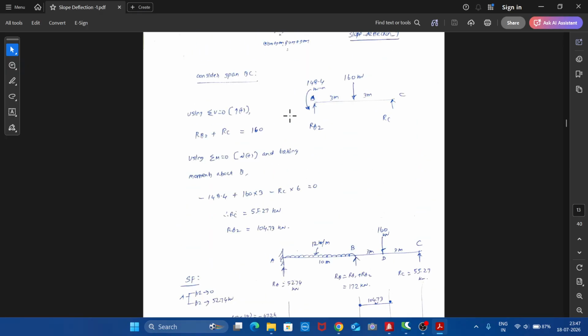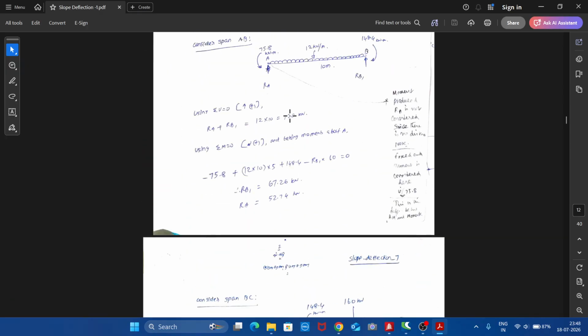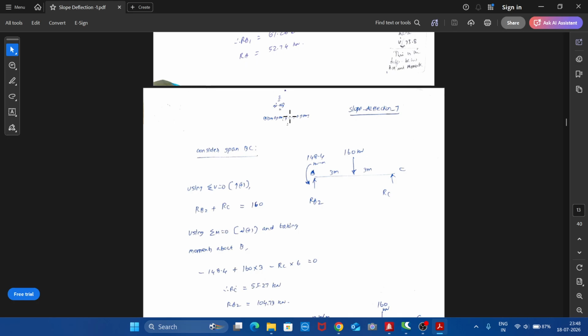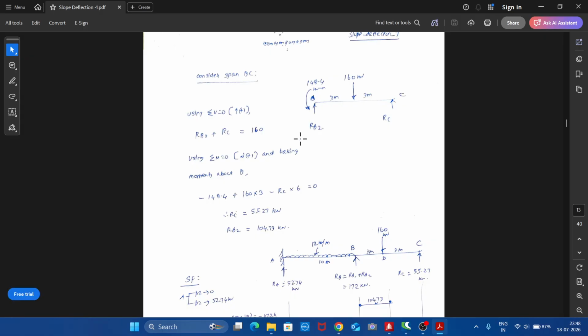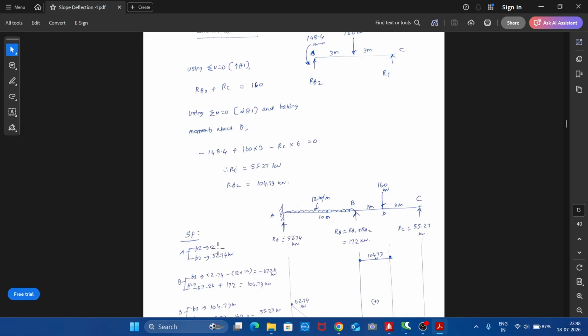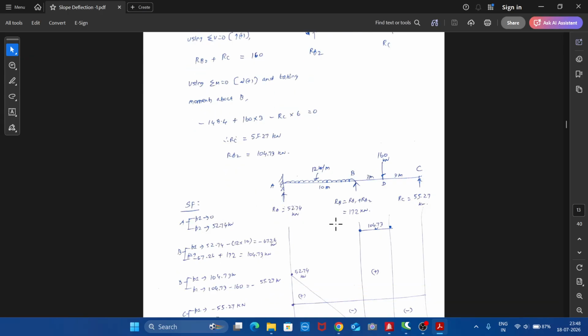So according to the shear force sign convention, left up is positive, left down is negative, right up is negative, and right down is positive. So left up is positive, therefore plus 52.74. Then come to point B.